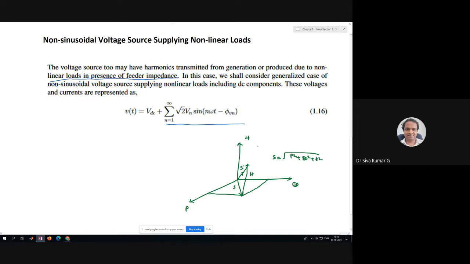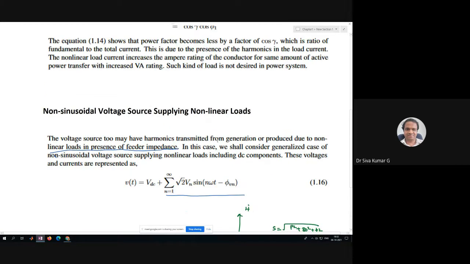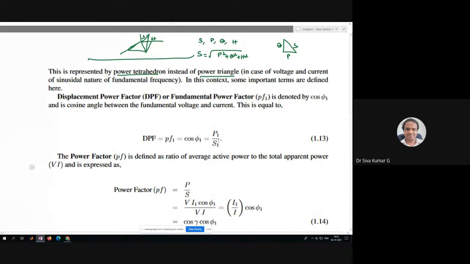But as such, the literature says we can represent it as a power tetrahedron, but I'm not convinced with this kind of notation. Why? Because H is related to the harmonic power, which deals with the interaction of other frequency components, that is third, fifth, and so on. That is why I am not convinced with the power tetrahedron, though the literature mentions it.